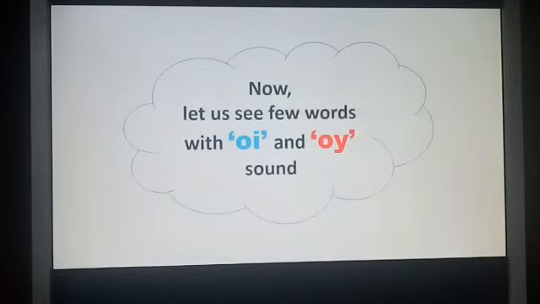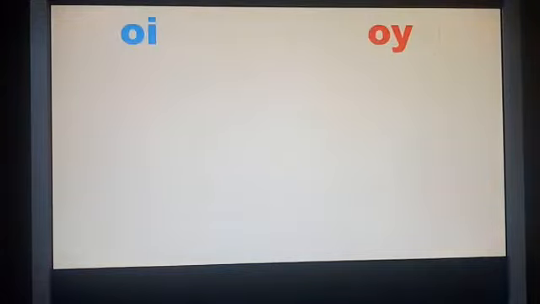Now again it is time for us to check a few words of OI and OY sound. Take your book and mention OI one side and OY one side and keep. Listen to the words that I am saying, and then you write wherever you have to write. Listen to the sound properly where it is coming. The OI sound is heard in the beginning or middle or at the end of the word. Then you have to write.